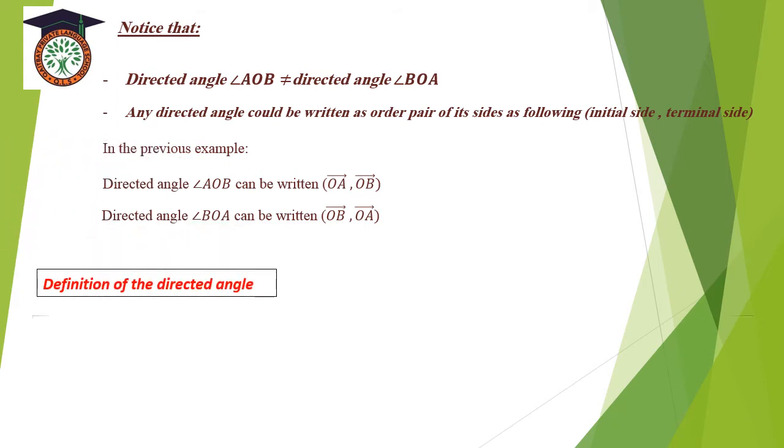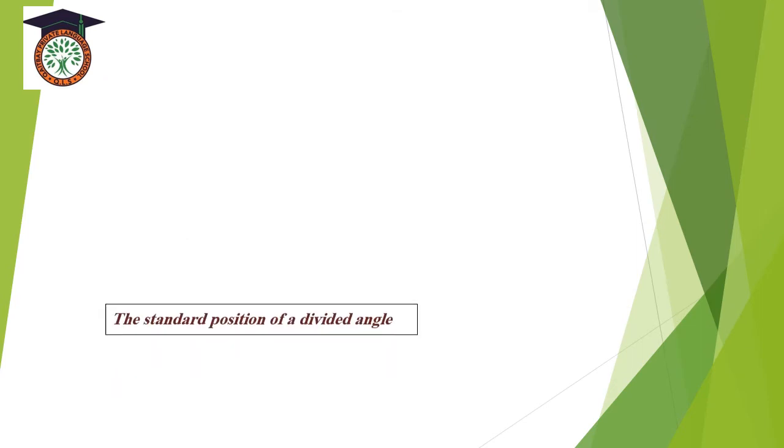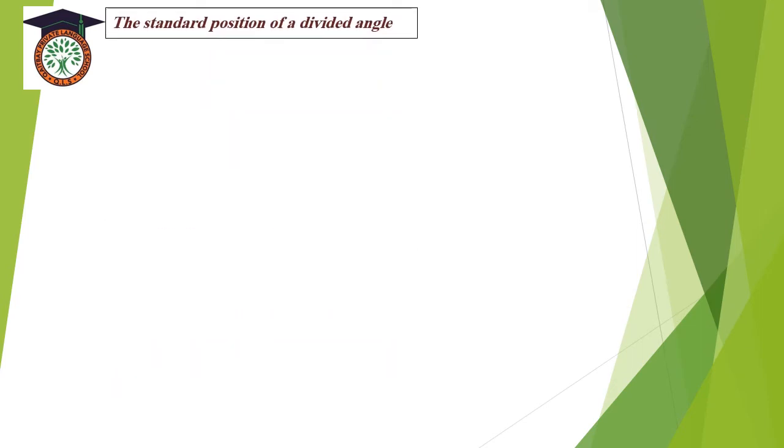Definition of the directed angle. What is the meaning of directed angle? The directed angle is an ordered pair of two rays called the sides of the angle with a common starting point called the vertex of the angle.